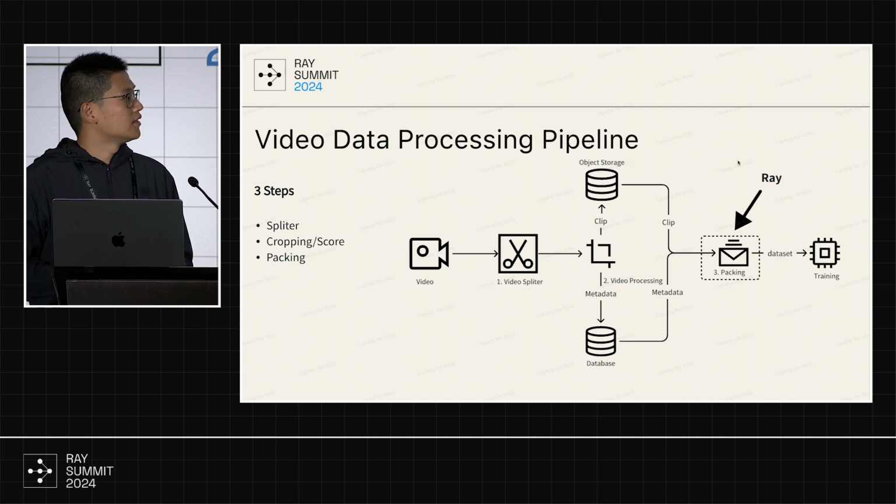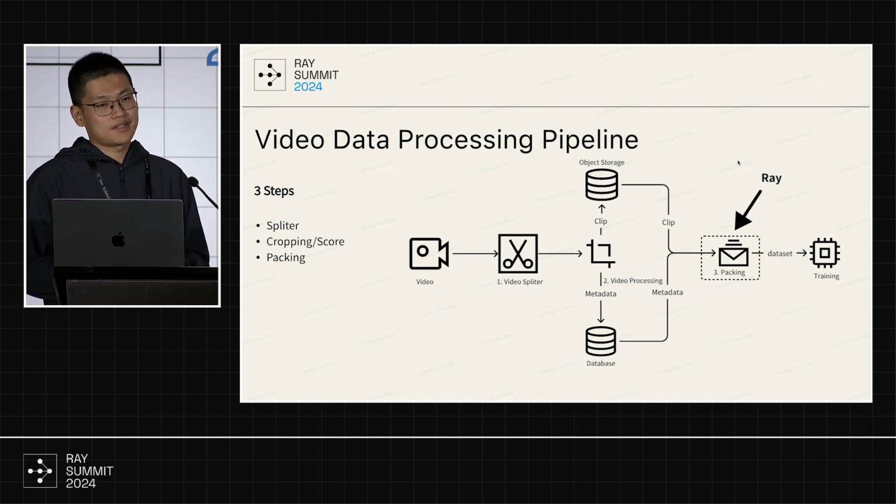Then, next, we have the video processing algorithm. It has 2 things to do. First, crop the videos, so we only select the videos we want, and also we score the videos. For example, we run some motion processors and some quality processors to give scores for these clips. In this process, we store the metadata into our database, and we upload the cropped clips to our object storage for future usage.